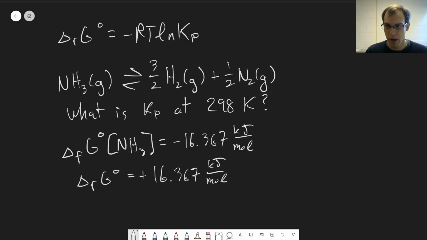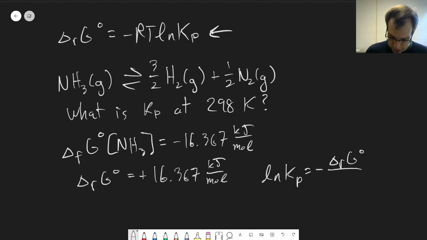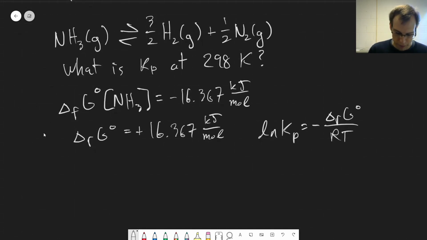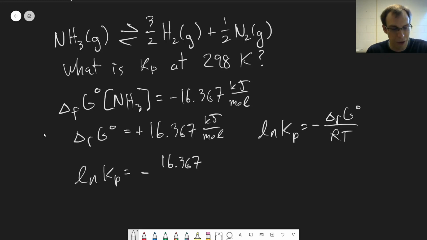So then we can go ahead and rewrite this, say that, okay, natural log of Kp, using this equation up here, is equal to minus delta G r naught divided by RT. And then we can go ahead and plug in the values we have. So natural log of Kp is equal to negative 16.367. Now we've got to be careful with our units here.